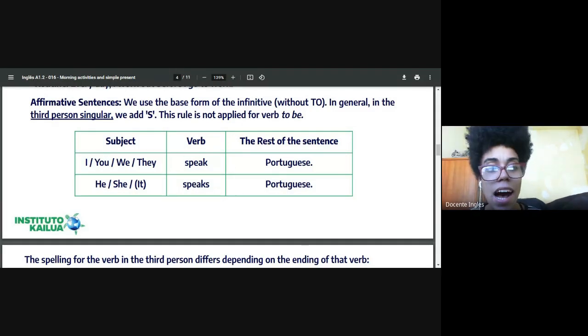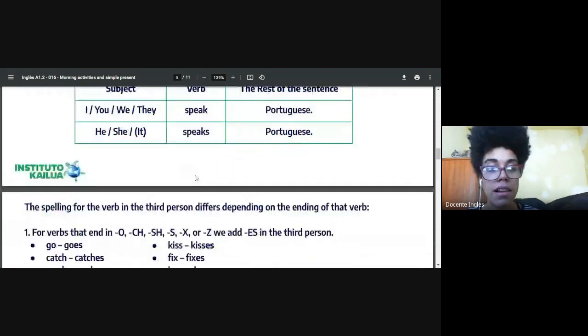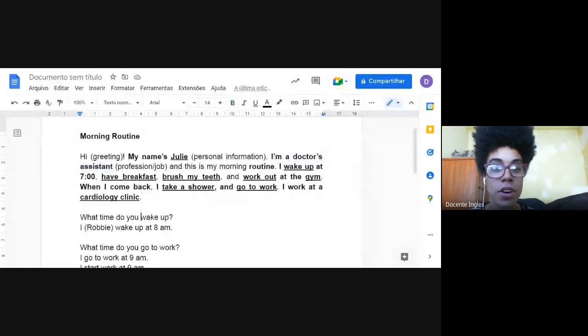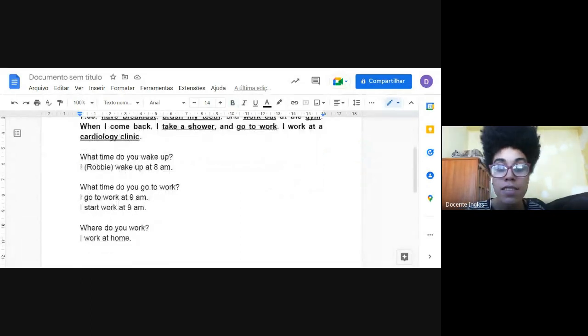So, when we use I, you, we, and they, we follow this rule. Base form of the verb without to. So, I speak Portuguese. You speak Portuguese. We speak Portuguese. They speak Portuguese. And what happens with he, she, or it? In this case, we add s. So I can say that he speaks Portuguese and she speaks Portuguese. Let's see a little bit more about the rules. But to see the rules, I will change tables one more time, all right? So let's change tables.